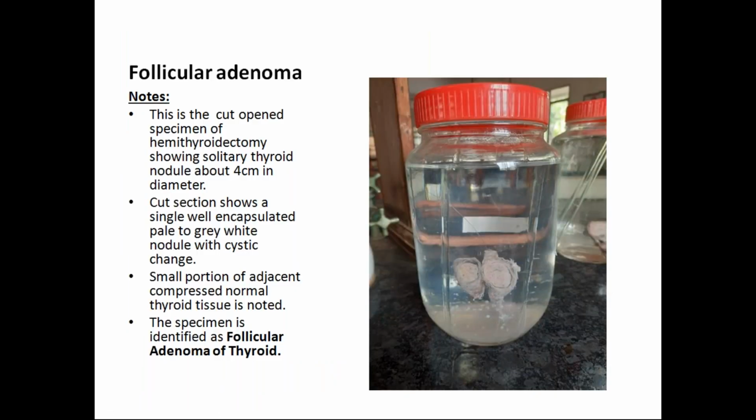So in our laboratory, these are the two specimens provided. Follicular adenoma. If you want to take down the screenshot and write it in your notes, you can take it. Otherwise, just listen to the class. So we need to describe the specimen like this. This is the cut-open specimen of hemithyroidectomy showing solitary thyroid nodule about 4 cm in diameter. And the cut section shows a single well-encapsulated pale to gray-white nodule with cystic change. And a small portion of adjacent compressed normal thyroid tissue is noted. So the specimen is identified as follicular adenoma of thyroid.